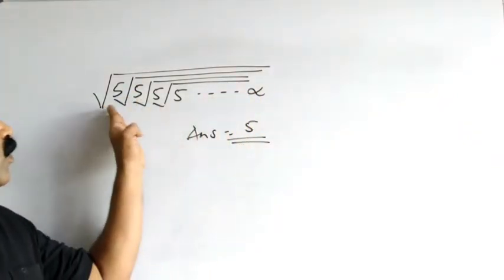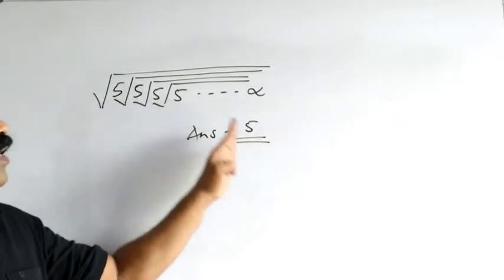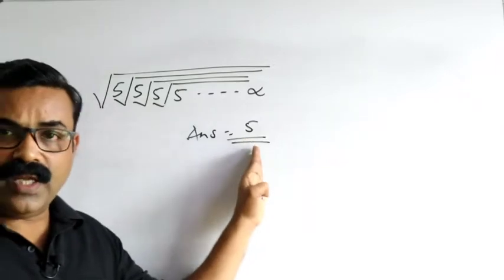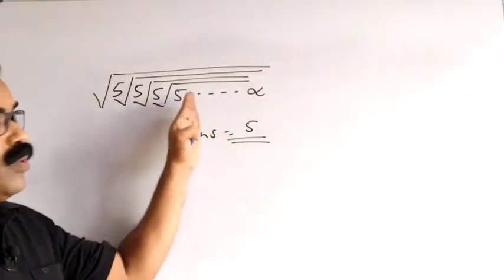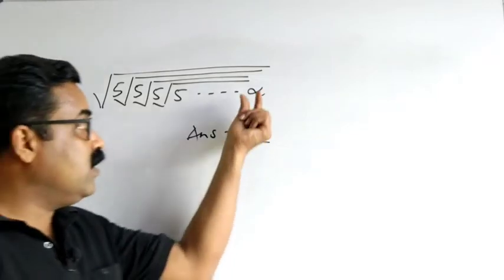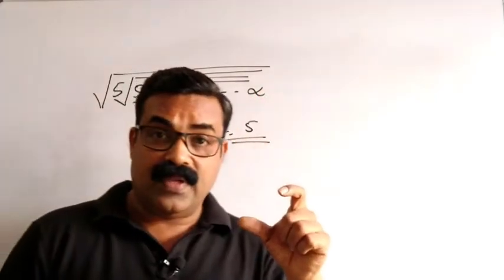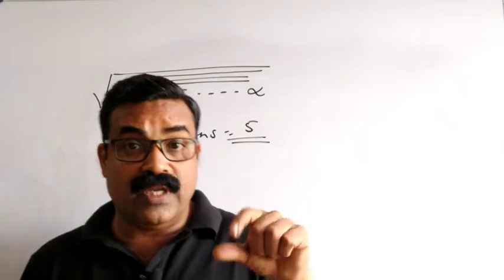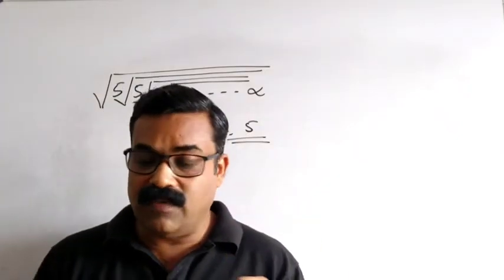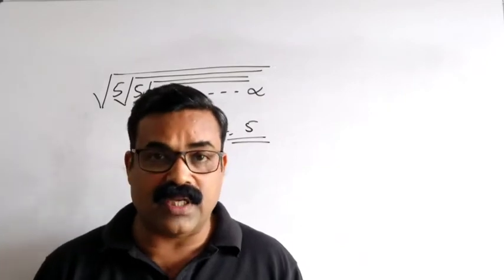5 means 5. Root 7 into root 7 into root 7 into root 7, the answer will be 7. Root 3 into root 3 into root 3 into root 3, the answer will be 3. Root 10 into root 10 into root 10, whatever number is given, that number will be the answer when the series is up to infinity. But if the series is not up to infinity, then we have a different formula for that. We will come to that in the next questions.